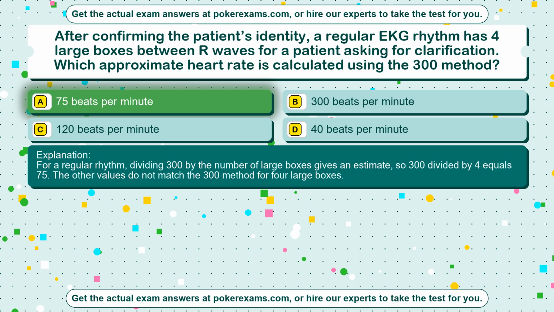For a regular rhythm, dividing 300 by the number of large boxes gives an estimate, so 300 divided by 4 equals 75. The other values do not match the 300 method for 4 large boxes.